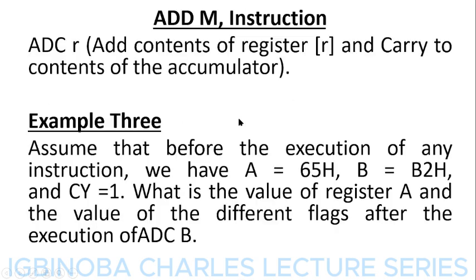Then the last one we're going to look at in this series is ADC R, add the content of register and carry to the content of the accumulator. So example 3: assume that before execution of any instruction, we have A equal to 65H and B equal to B2H, and the carry flag is set to 1. What is the value of register A and the content of the different flags after the execution of ADC B?